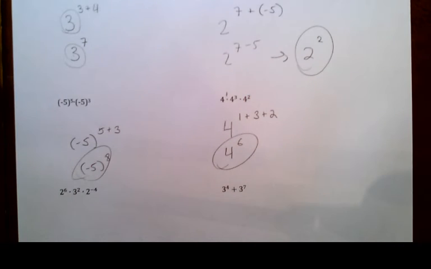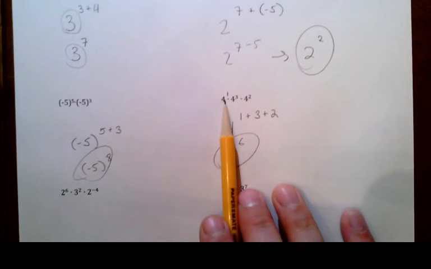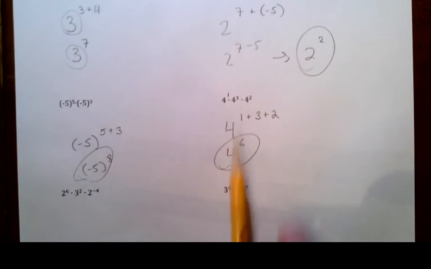And again, I'm not going to simplify any further. I'm just strictly looking at the exponents. And again, I did nothing to the bases. This didn't give me 4 times 4 times 4, which is 64. I left it as a base of 4.